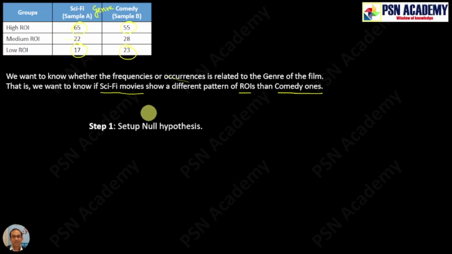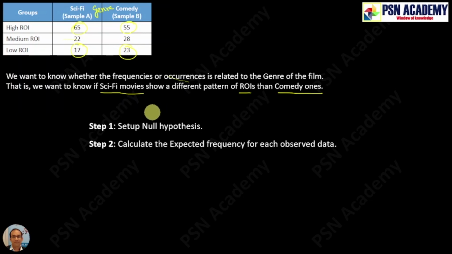So, here we go with step 1. Step 1 is to set up the null hypothesis first. What you want to know, that will be your statistical question, right? Next, you calculate the expected frequency for each observed data. I already mentioned that the observed data is already available here. You need to compute the expected frequency for each of those observed data, right? So, this is your step 2.